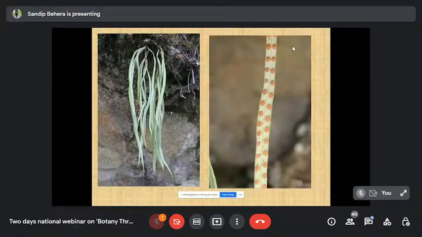In pteridophytes, most of the Polypodiaceae group of forms show the resurrection property. For example, Pyrrosia, other Polypodiaceae group also, and the Selaginella family also.